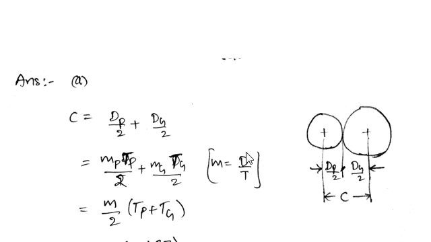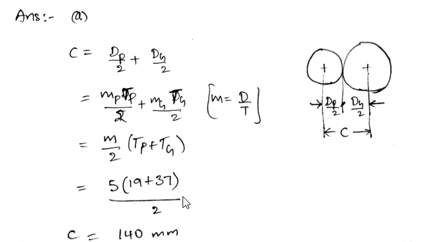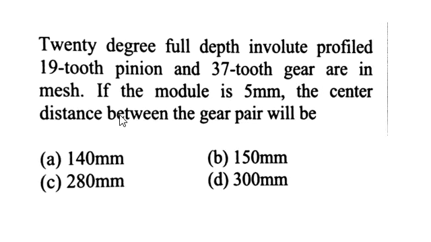We know module is the pitch circle diameter by number of teeth, that is d by T, so d is m into T. For the pinion it is mp into tp, plus for the gear it is mg into tg. But when two gears are in mesh, the module must be the same, so in place of mp and mg you can write m, and take m by 2 common, giving tp plus tg. Tp is given as 19 and tg, number of teeth on gear, is 37. When you substitute those values and simplify, we get the center distance as 140 mm. So option A is the right option for this question.